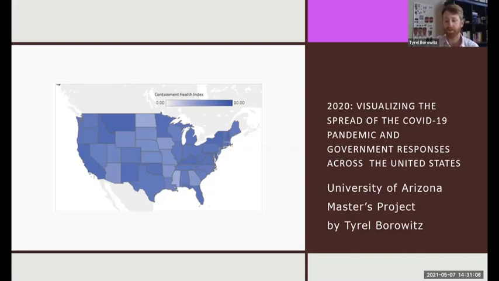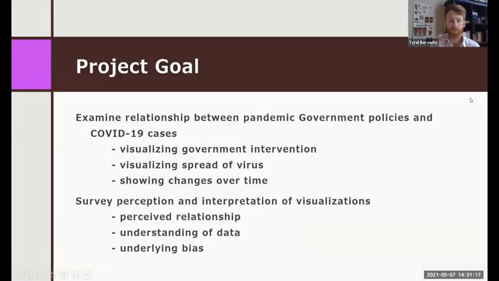This is my project, 2020, visualizing the spread of COVID-19 pandemic and government responses across the United States. So my goals with this project were to examine possible relationships between government policies in response to the pandemic and COVID-19 cases. So I wanted to do three things. I wanted to visualize government interventions, I wanted to visualize the spread of the virus, and I wanted to show those changes over the course of the year of 2020.